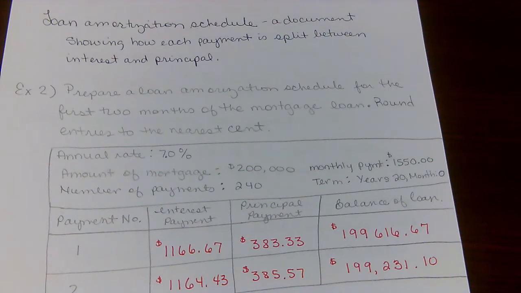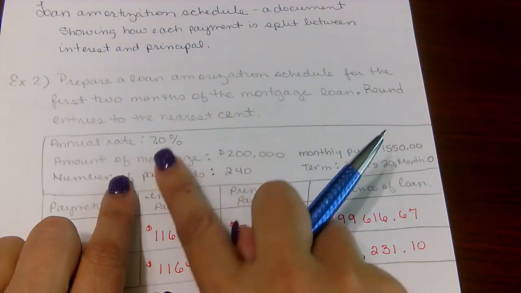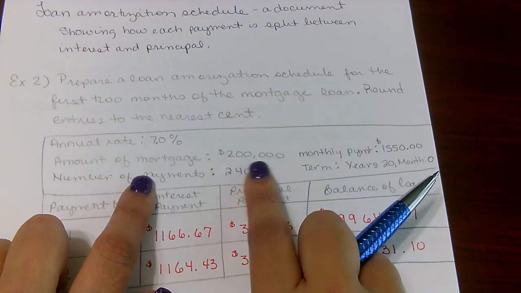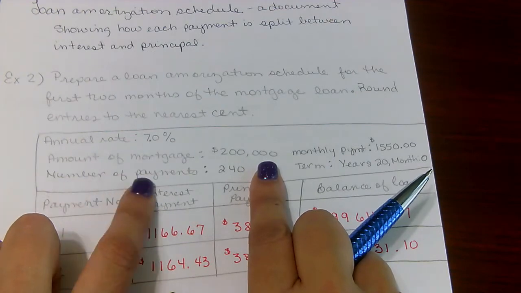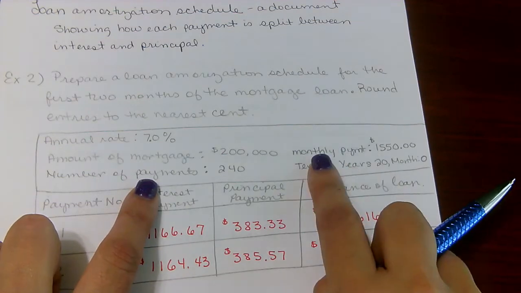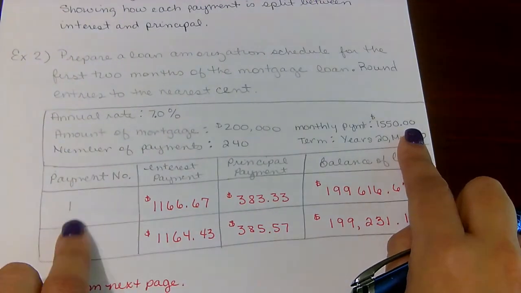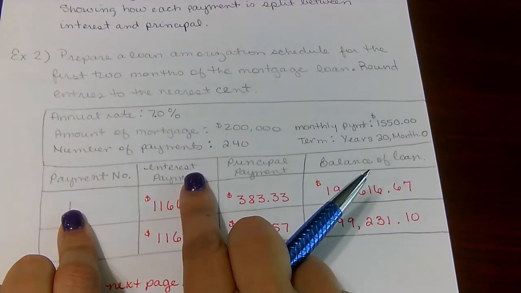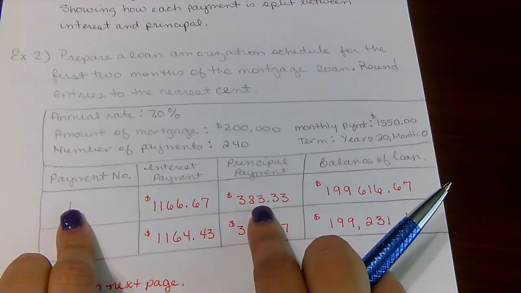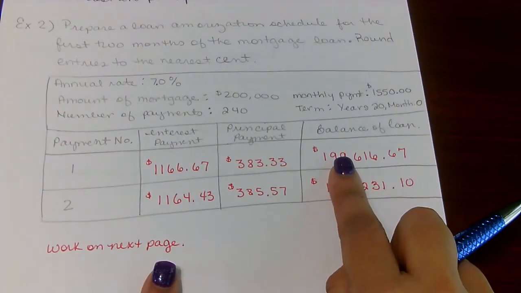Example 2. Prepare a loan schedule for the first 2 months of the mortgage loan. We're going to round to the nearest cent. Here you can see that the annual rate will be 7%. The amount of the mortgage is $200,000. The number of payments is 240. This is going to be a 20-year loan. Our monthly payment is $1,550. When we start our first payment, we're going to calculate our interest and determine what our principal is. Then we're going to calculate our new balance of the loan.